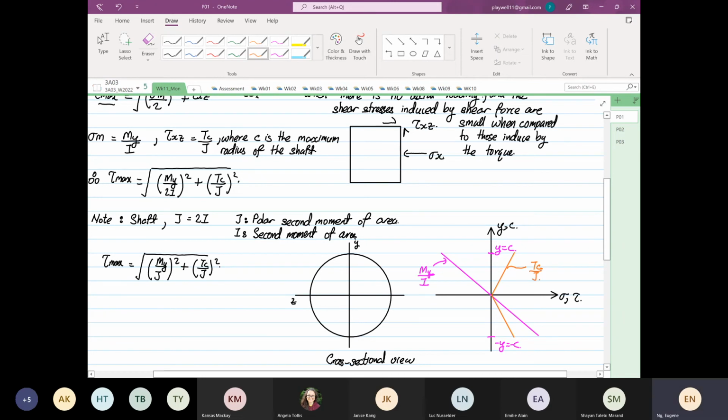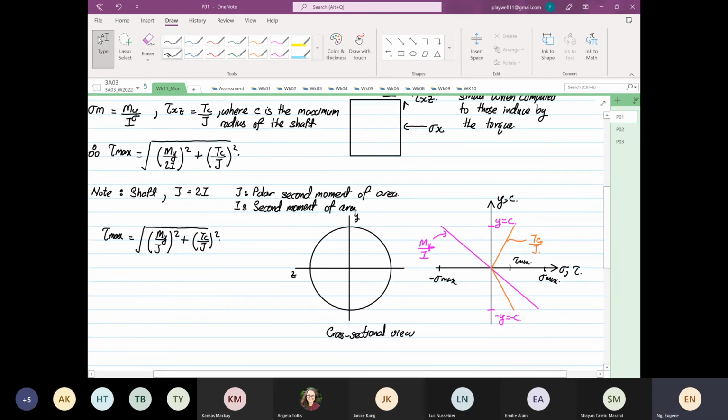So what I'm trying to highlight is this is tau max, or sigma max, right? Sigma max. And then you have your tau max, right? Sigma max and tau max occurs when y is equal to c, or c is equal to y, and c is the radius of the shaft. Okay.